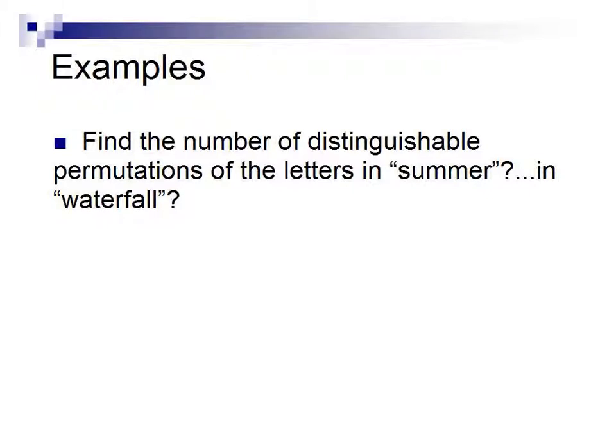All right, here's another example. Find the number of distinguishable permutations of the letters in summer, and then do another one for waterfall. I'm going to do summer, then you pause the video and do waterfall. For summer, there are 6 letters, so that's 6 factorial, and I'm going to divide by anything that gets repeated. This isn't near as crazy as Mississippi. There's just 2 M's, so I'm just going to divide by 2 factorial, and that's all I would do. Okay, pause the video, you do waterfall.